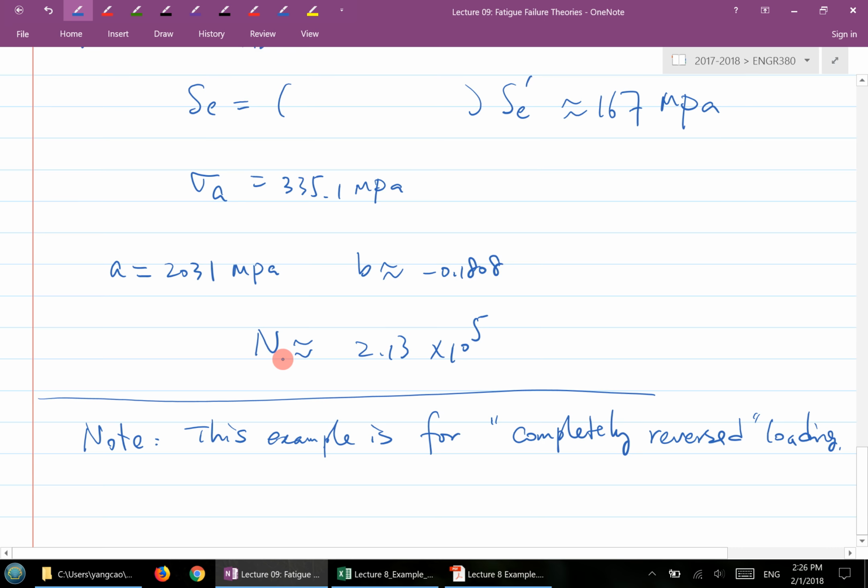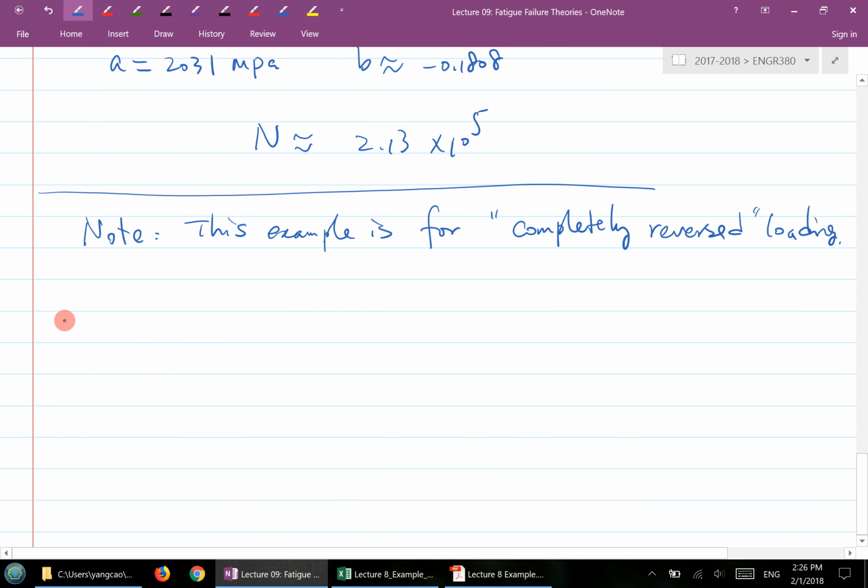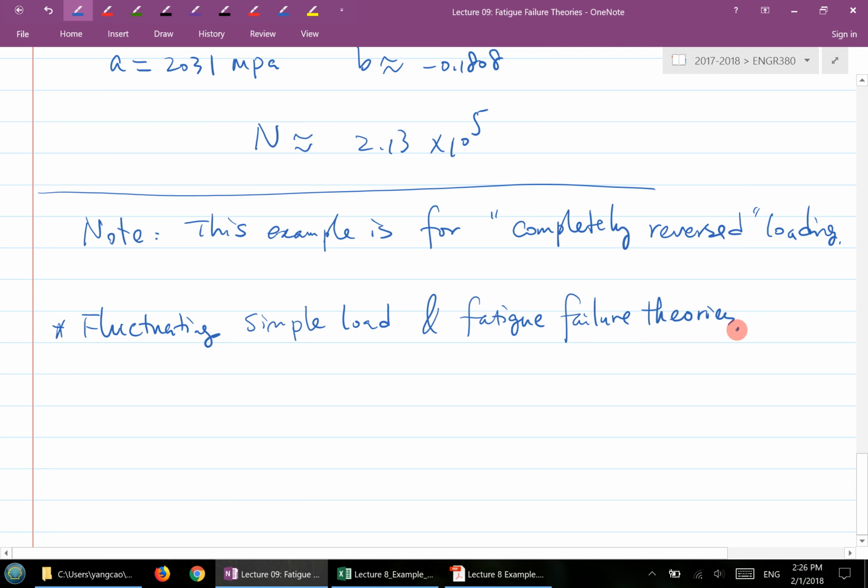Okay, good. So let's continue. Then we'll look at the next topic, which is basically fluctuating simple load. We'll look at the fluctuating simple load, and then we're going to end ourselves with a set of basically fatigue failure theories. So first of all, just to jog your mind, what is the fluctuating type of load?